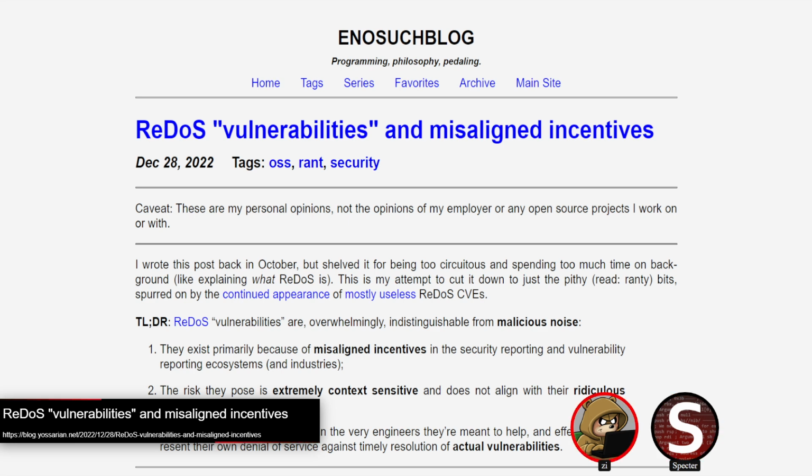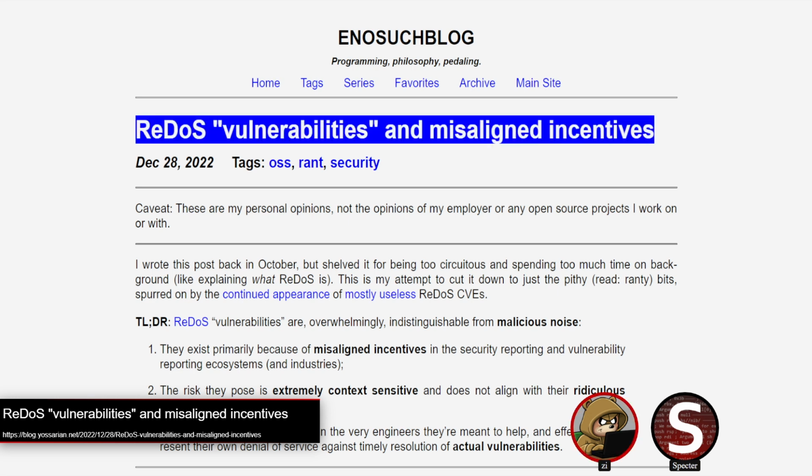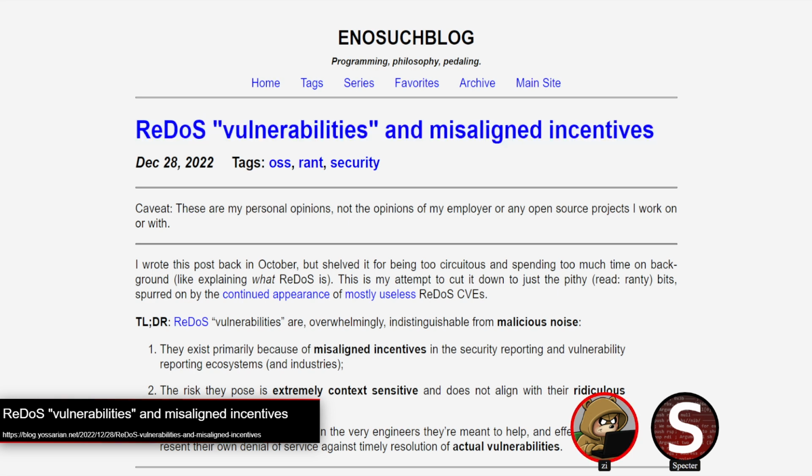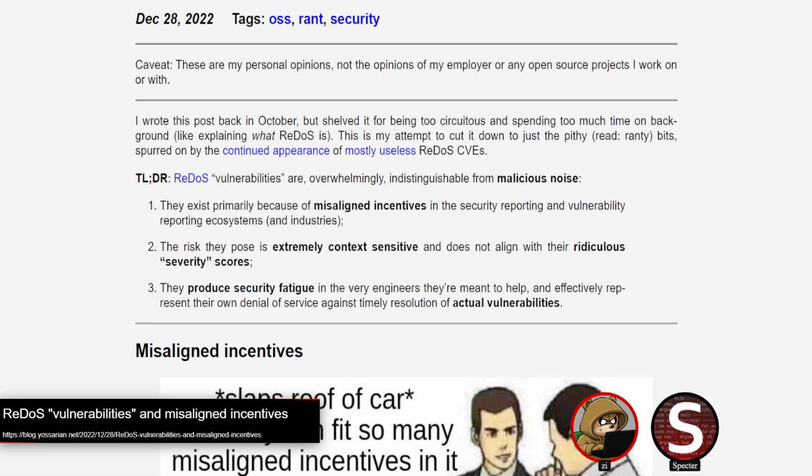I actually kind of disagree with the author here to an extent. We agree on the details, but not the extent. Taking what the post is about, ReDoS vulnerabilities, the basic idea, or the TL;DR at the top, is that ReDoS vulnerabilities are overwhelmingly indistinguishable from malicious noise. Really taking the position that effectively ReDoS vulnerabilities don't matter.